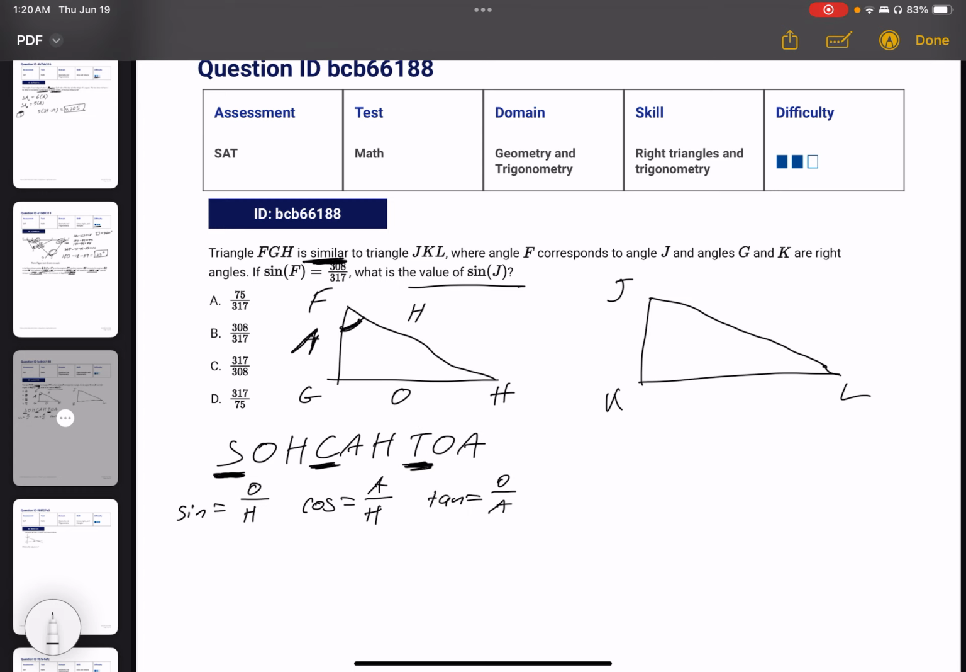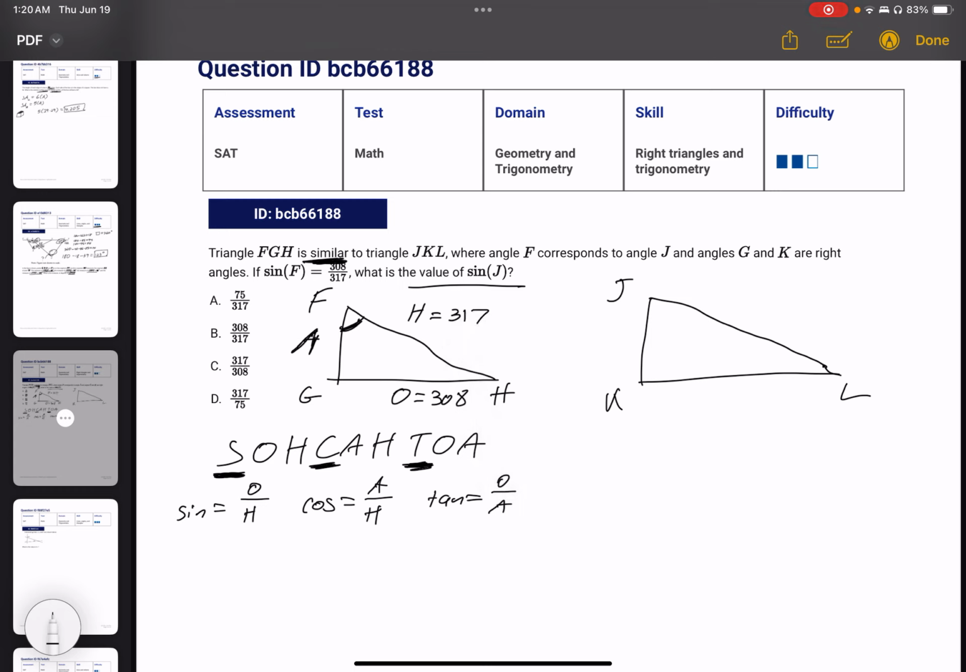And yeah, that would be all our sides labeled adjacent, opposite, and hypotenuse. Looking for sine, we know that sine is the opposite side over the hypotenuse. So this would be opposite over hypotenuse, and that would give us our sine value of 308 over 317.